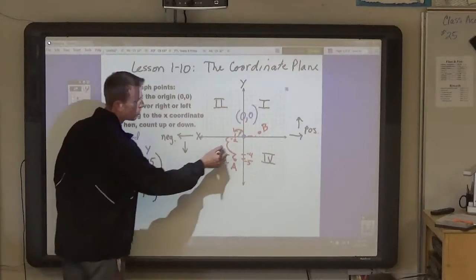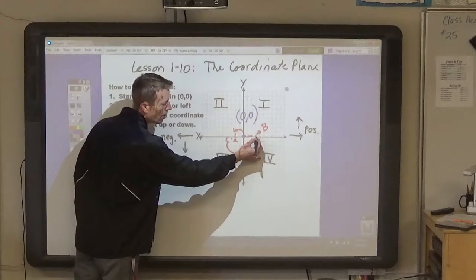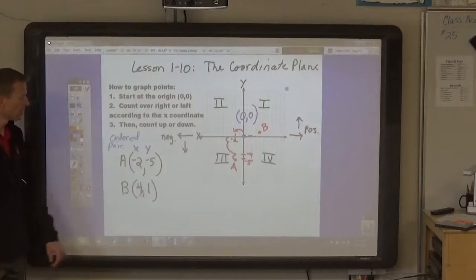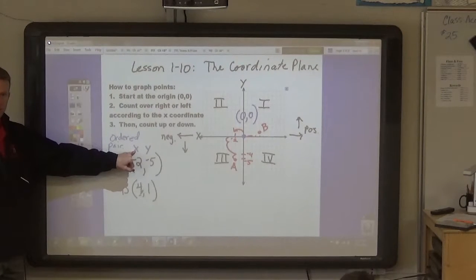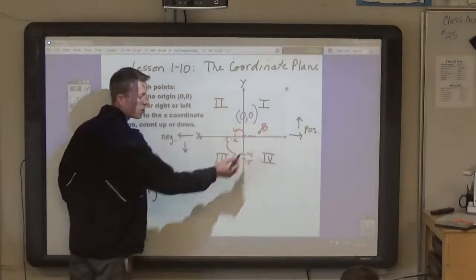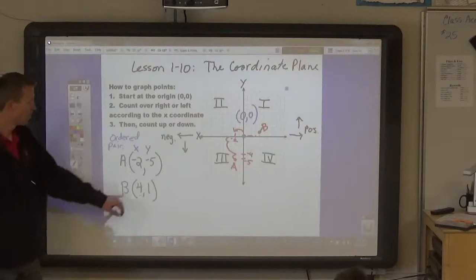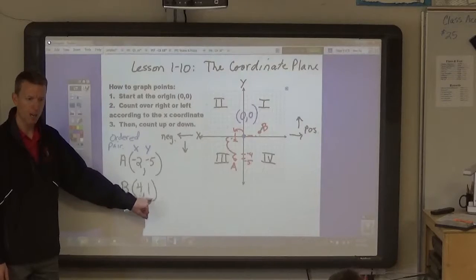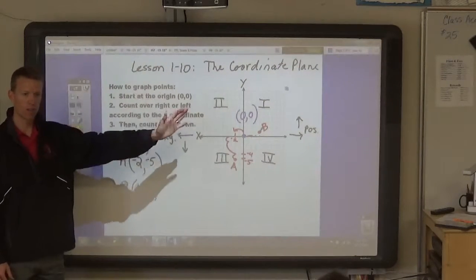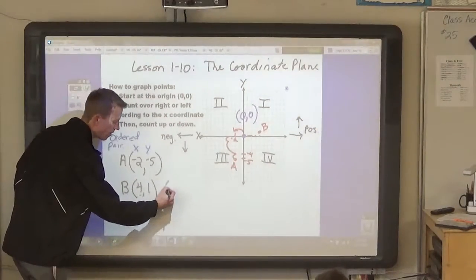So point B is over 4. We count over the spaces 1, 2, 3, 4. That gives us the first coordinate, or the x coordinate. Then, if you count from there up to the point, you get the y coordinate. So the coordinates for point B are 4, 1. Over 4 to the right, and up 1. And that's in quadrant 1.